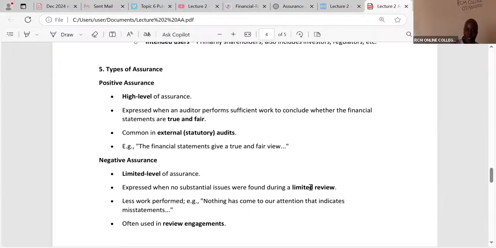So in this case here, I'm going to give you this opinion. I'm going to give you this assurance when we have what we call a limited review. There is less work performed. So this is how these will read. Nothing has come to our attention that indicates misstatements.